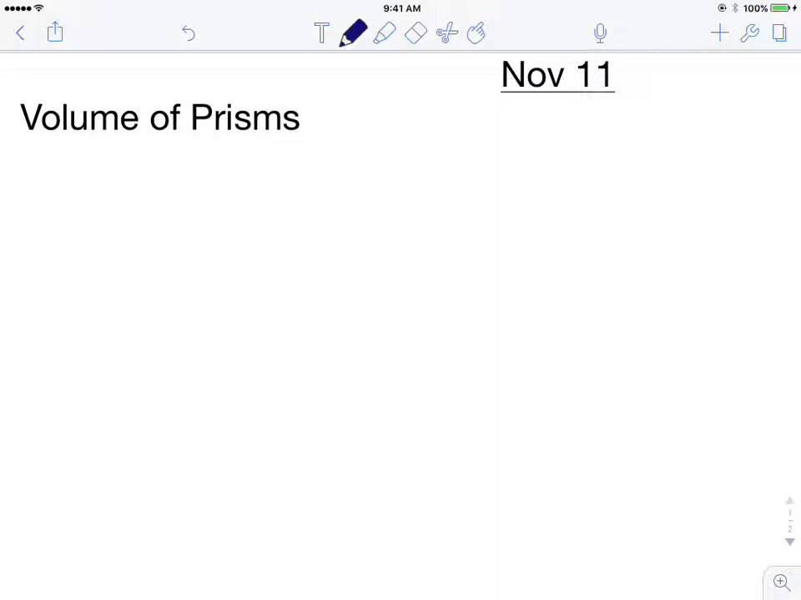Today we're going to be talking about volumes of prisms. You already have various formulas for volumes of prisms on your formula sheet. Please take a moment to get out your formula sheet now. We are going to first start by talking about what is a prism.